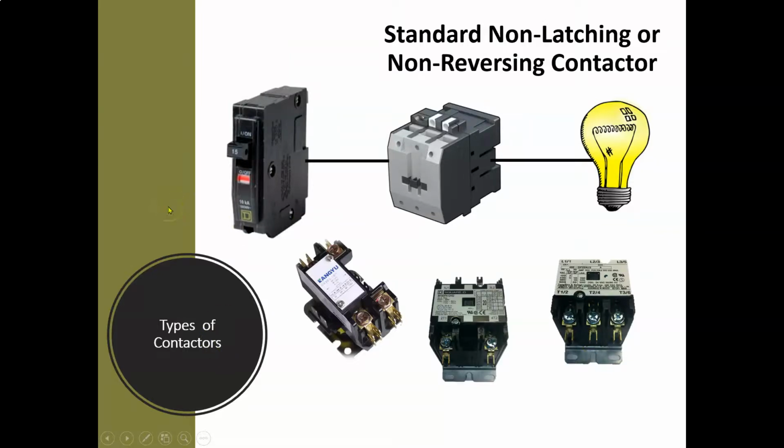All right, we have types of contactors. We have a standard non-latching or non-reversing contactor, right? So here we have a breaker, just regular plain Jane. It's probably a 15 amp breaker. Cool. And that's feeding into a contactor, which again, a contactor is just a large relay. And based on that contactor's position, it's going to turn on or off a light, or a load, right?